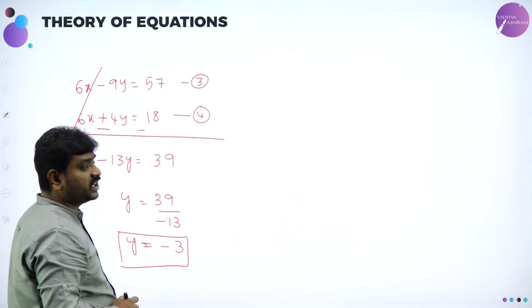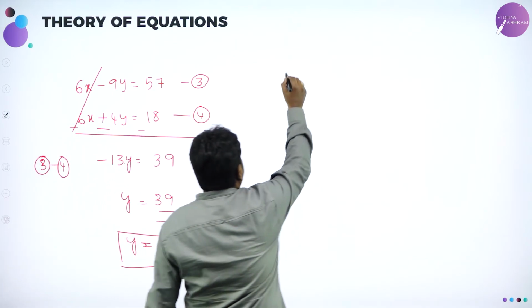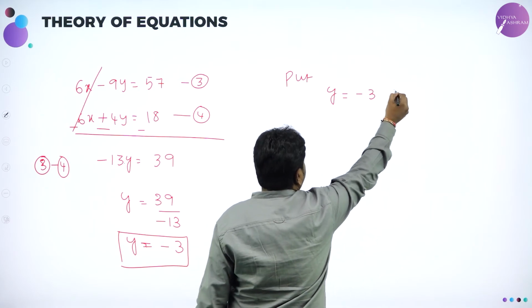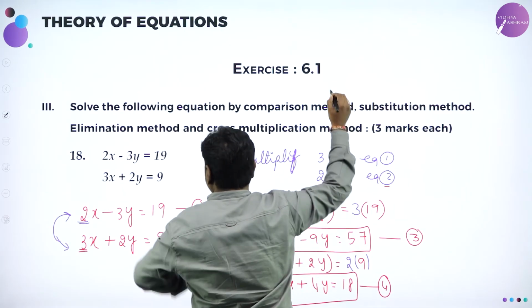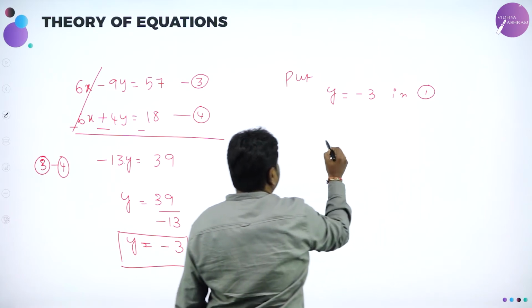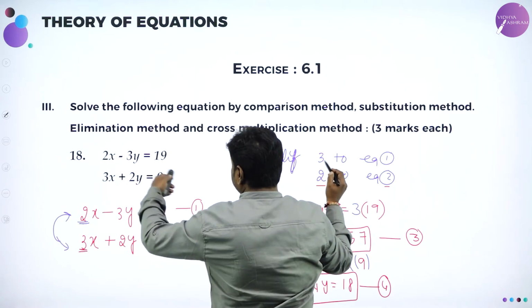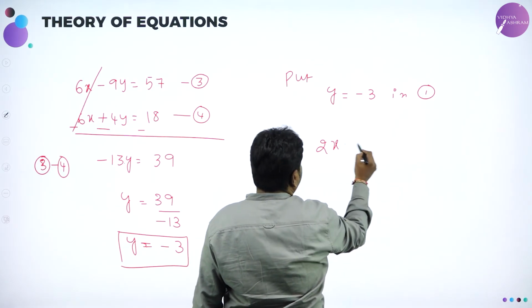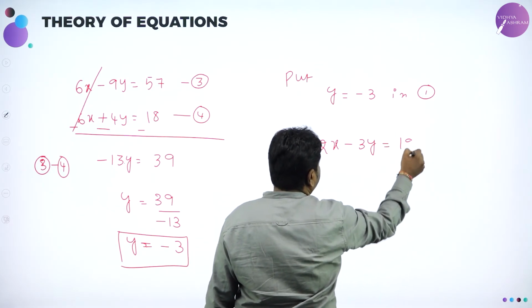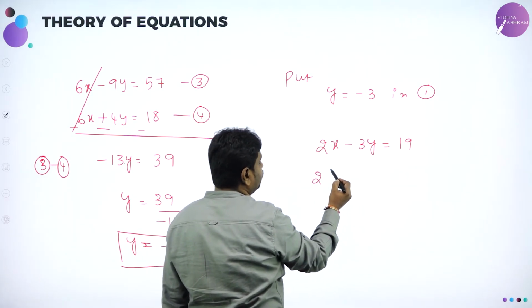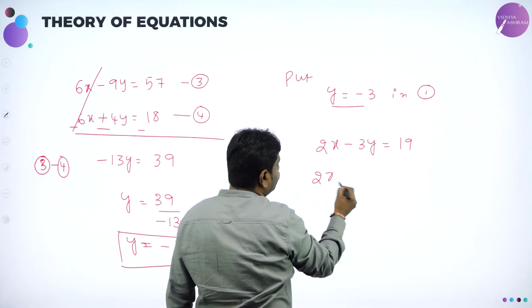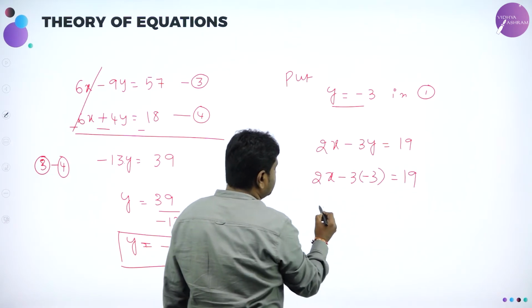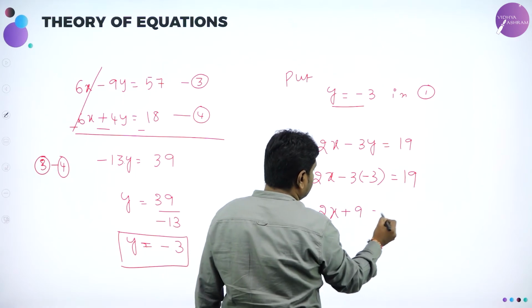Put y is equal to minus 3 in any one of the equations. So I will put y is equal to minus 3 in equation 1. What is equation 1? 2x minus 3y is equal to 19. So in the place of x, substitute the value of x. Sorry, in the place of y, substitute the value of y. So 2x minus 3 into, what is y? Minus 3, is equal to what? 19. That is 2x plus 9 is equal to what? 19.